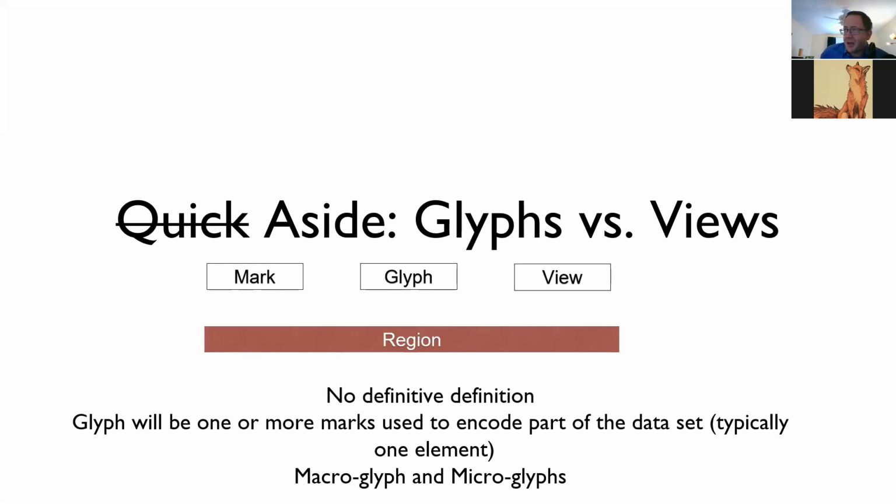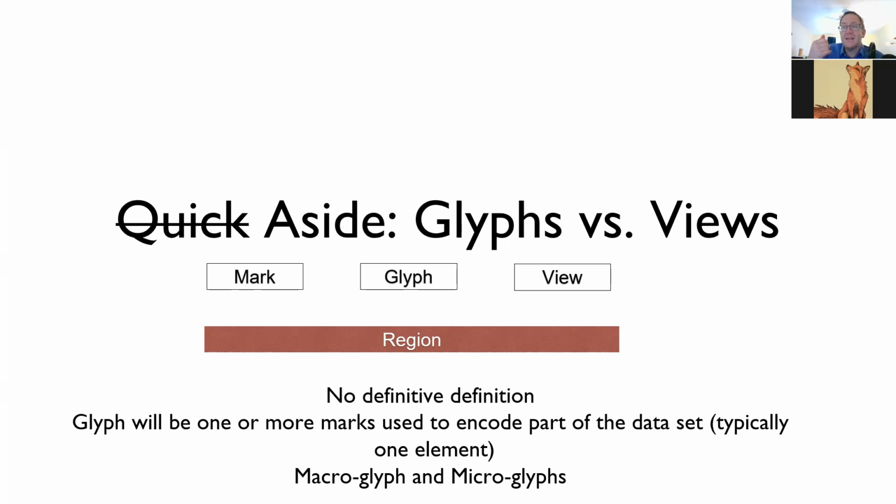Just an aside here, we're going to look at glyphs. Glyphs, not hieroglyphics or anything like that. And I'm going to be very hand-wavy and nonchalant about glyphs. A glyph has the same kind of thing as when we're talking about marks and channels. The difference is we don't have a definitive definition. There's no clear line in the sand: oh, that's a glyph, or is this the visualization?